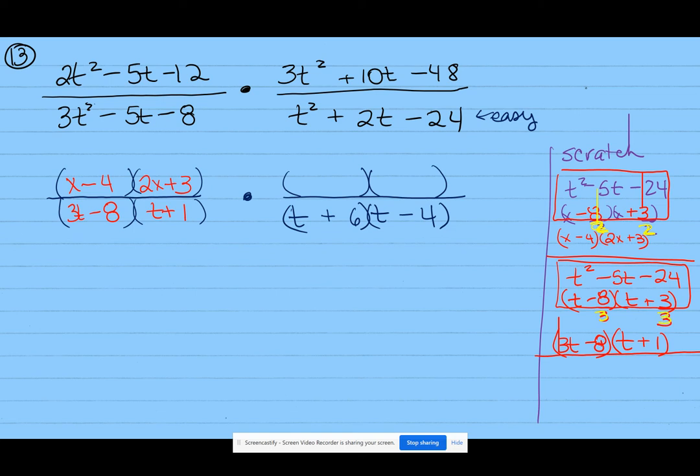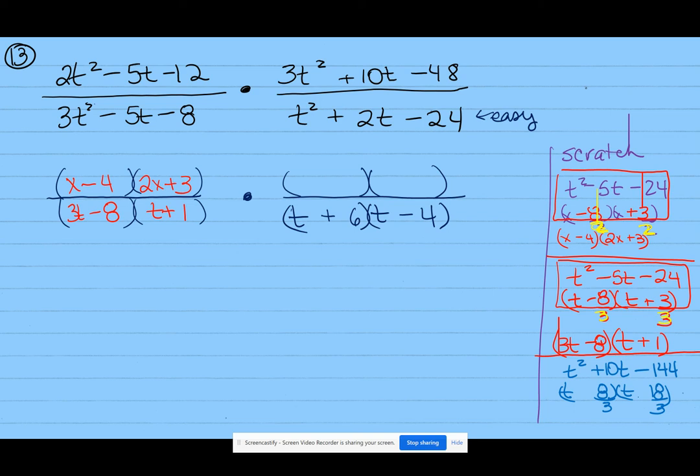All right, third one, 3t squared plus 10t minus 48. I'm going to take the 3 off, multiply it by 48. Multiply 3 times 48, I get 144. Where's that 3 going to go? It's going to go back down here on the bottom. There we go. So I come up with multiply to give me 144, add or subtract to give me 10. That's going to be 8 and 18.